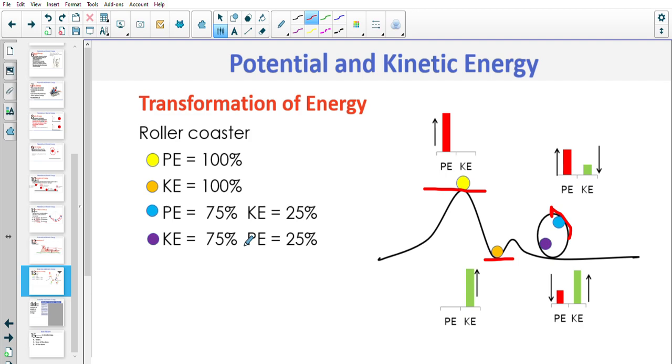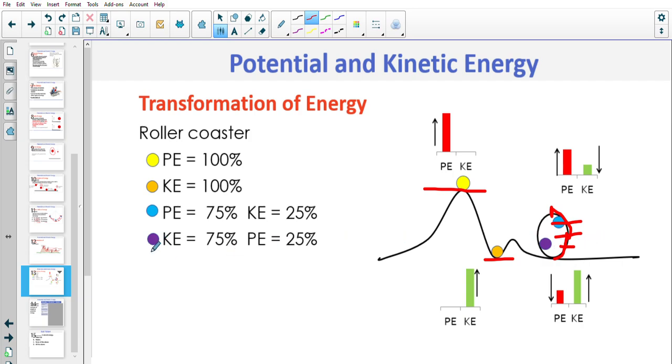And your kinetic energy is at 25% because as it's moving up, it's losing energy, losing energy, losing energy. It's lost 25%, it's lost 50%, and up here it's lost 75% of its kinetic energy. It's about to come to a stop.